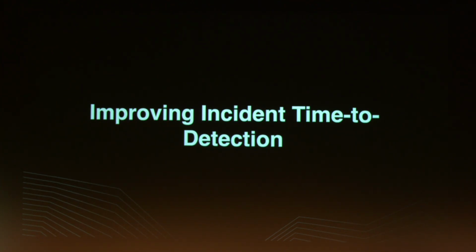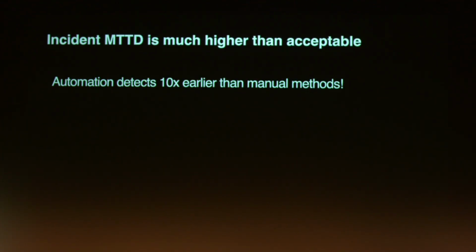So now it's improving incident time to detect. MTTD is mean time to detect. Incident mean time to detect is much higher than acceptable at Meta for our current standards. I heard throughout the past 2 days brilliant numbers. That really motivated me because for us, the grass is not always that much greener, given the amount of things that we have to support. Automation detects 10 times earlier than manual methods. This is you looking at the dashboard, looking at metrics yourself. But less than 50% of incidents are detected via alerts at Meta.